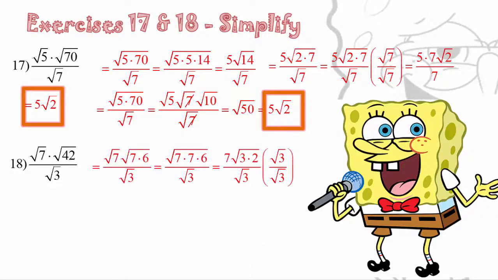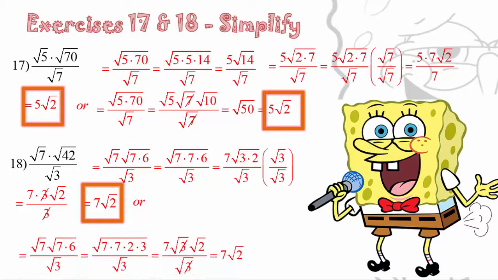Again, in number 18, we did it 2 different ways. One way was to start with rationalizing the denominator, where we rationalized the square root of 3 at the bottom by multiplying it by square root of 3 over 3, and then simplifying it by noticing that we can cancel out the 3's, and we got 7 square root of 2. The other way was to simplify everything first and then cancel out the square root of 3 over 3, and we ended up with 7 square root of 2 also.